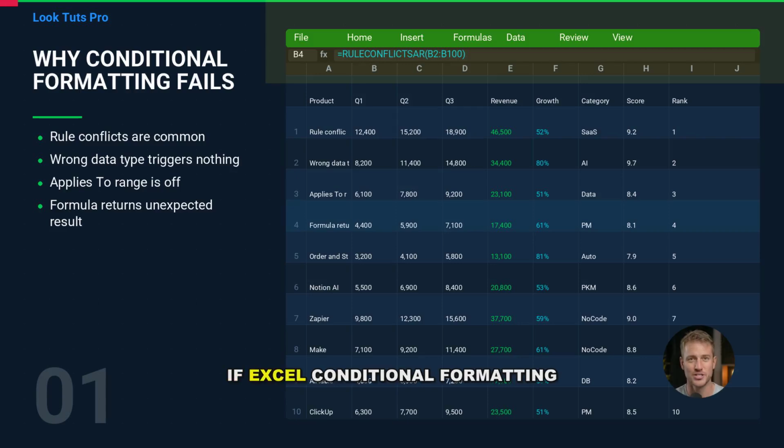If Excel conditional formatting isn't working, it usually isn't broken. It's almost always a rule conflict, a data type mismatch, or a range problem hiding in plain sight. The frustrating part is you can stare at the cells for 10 minutes and still miss it. So let's make this practical.